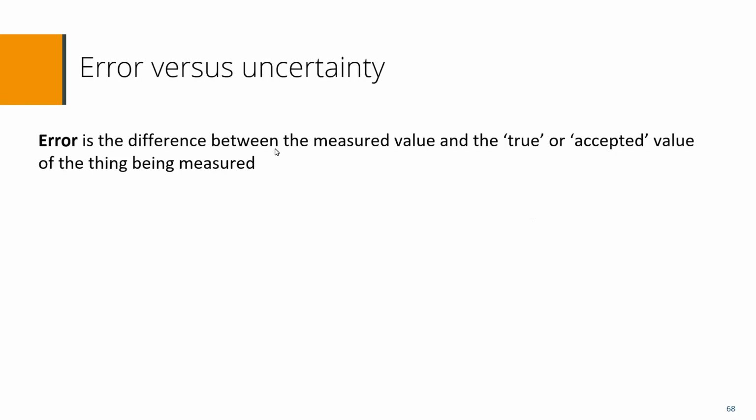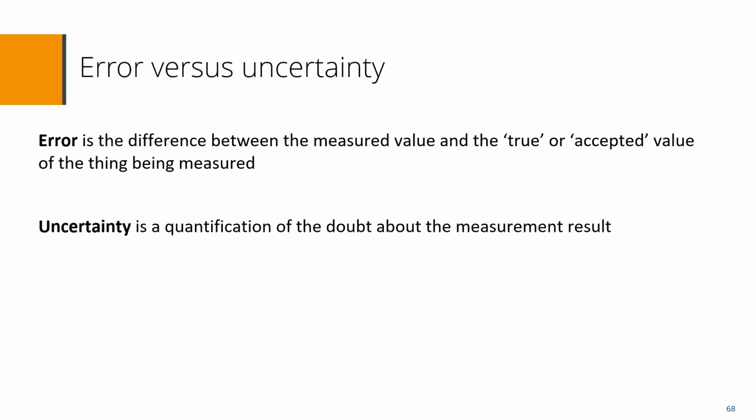Okay, error versus uncertainty. Error is the difference between the measured value and the true or accepted value of the thing being measured. A common question in AO3 is to give an example of a calculation of entropy change of combustion, and then the value that the candidates get is considerably lower than the true value, and they are asked to explain where the error comes from. Uncertainty is different. It is a quantification of the doubt about the measurement result.